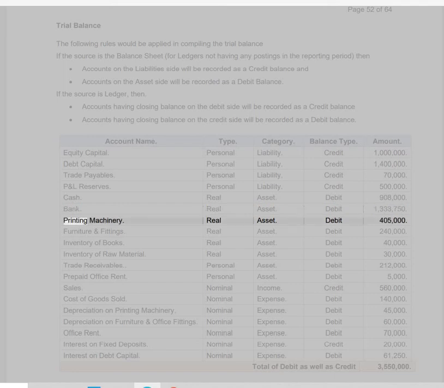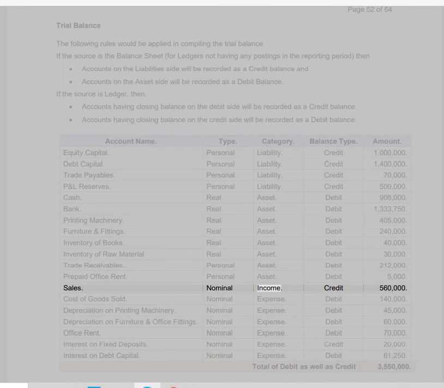1,333,750. Printing machinery, real asset, debit 405,000. Furniture and fittings, real asset, debit 240,000. Inventory of books, real asset, debit 40,000. Inventory of raw material, real asset, debit 30,000. Trade receivables, personal asset, debit 212,000. Prepaid office rent, personal asset, debit 5,000.